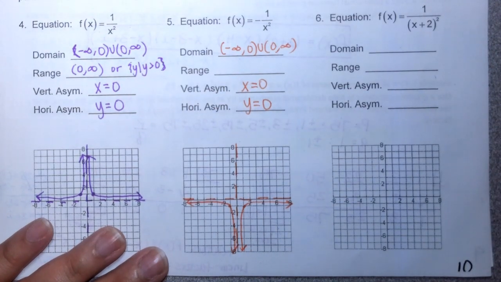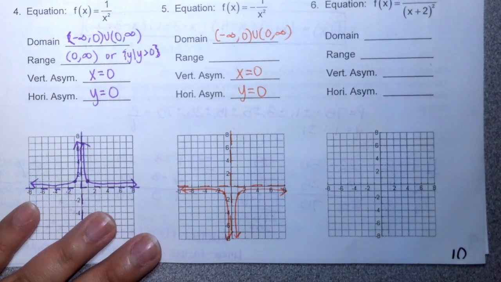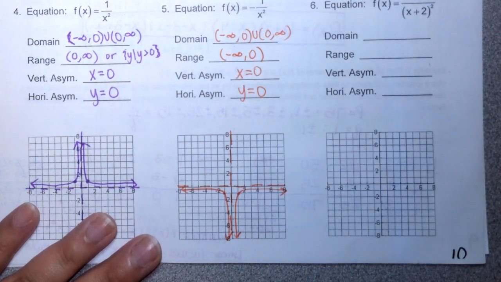Look up to see if you did your graph right. Did anything change at the top in the blanks? The range. The range is the only thing that's going to change. What's the range here? Negative infinity to 0. Or y such that y is less than 0.